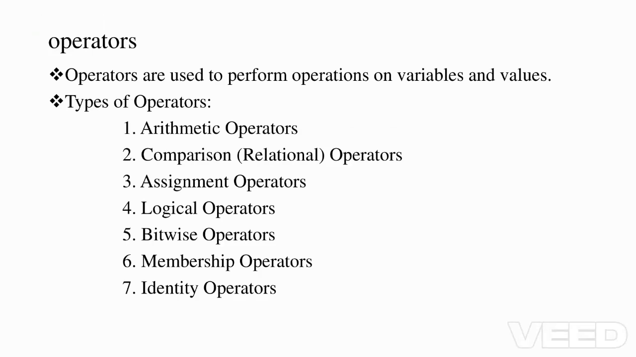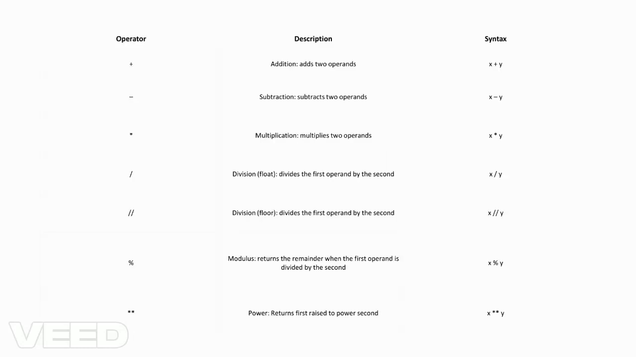Next, we are going to see what is meant by an operator. Operators are used to perform operations on variables and values. These are some types of operators we are taking. The first one is the mathematic operator, second is the comparison or relational operator, third is the assignment operator, fourth is the logical operator, fifth is the bitwise operator, sixth is the membership operators and identity operators. These are some operators with the descriptions and syntax also.